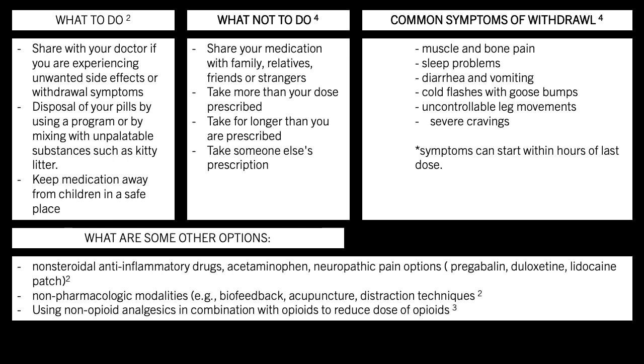So maybe just talking about how NSAIDs, acetaminophen, or pain blocking options are also non-opioid types of drugs that you could use, or non-pharmacological modalities such as biofeedback, acupuncture, distraction type of things. And then if opioids are used, you can use them in combination with non-opioid analgesics. This would allow you to reduce the dose of actual opioids that you're using, which will reduce the risk of all those other things by a lot.